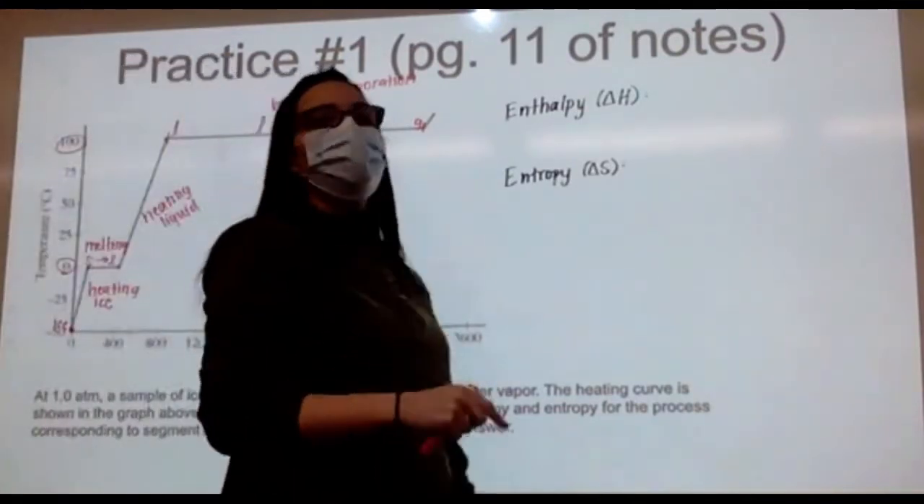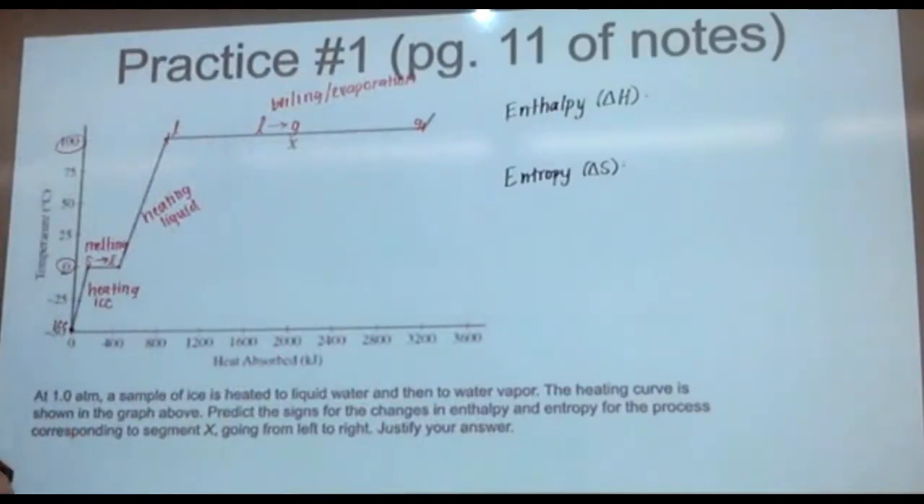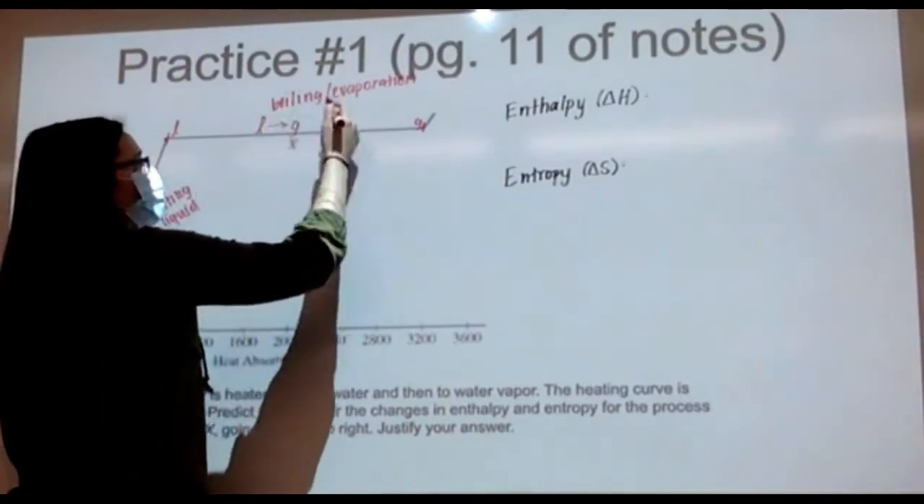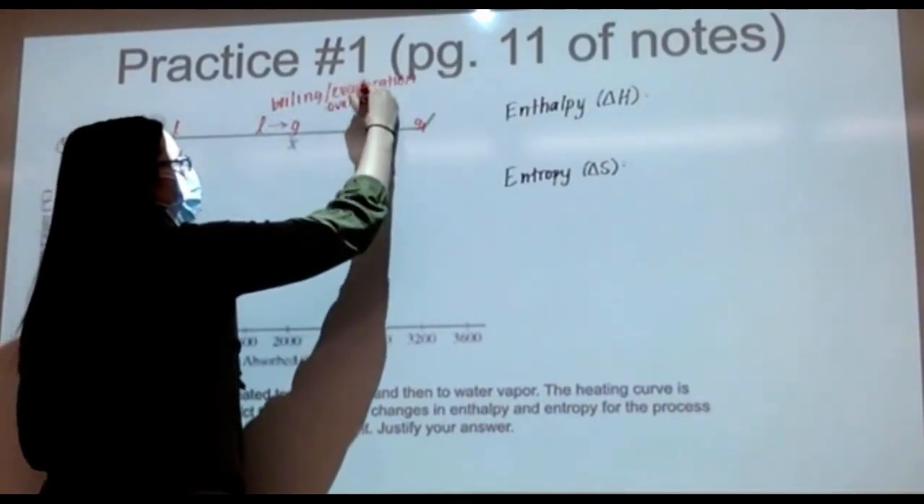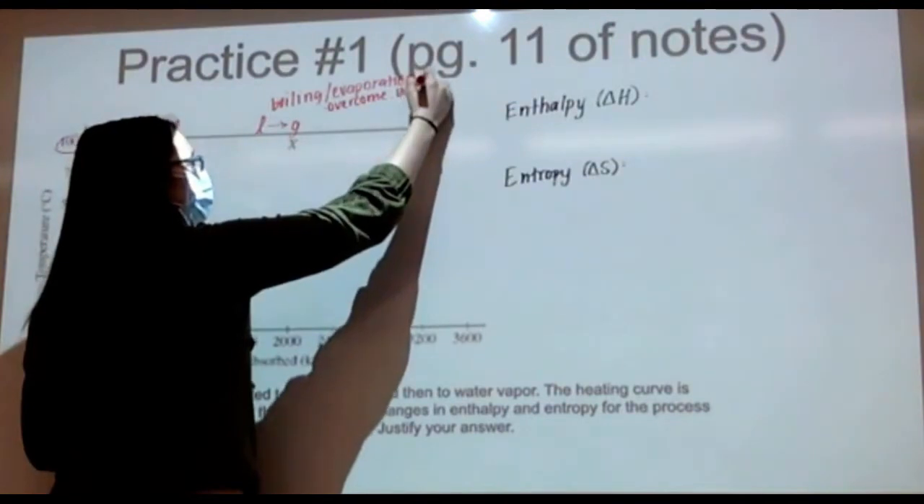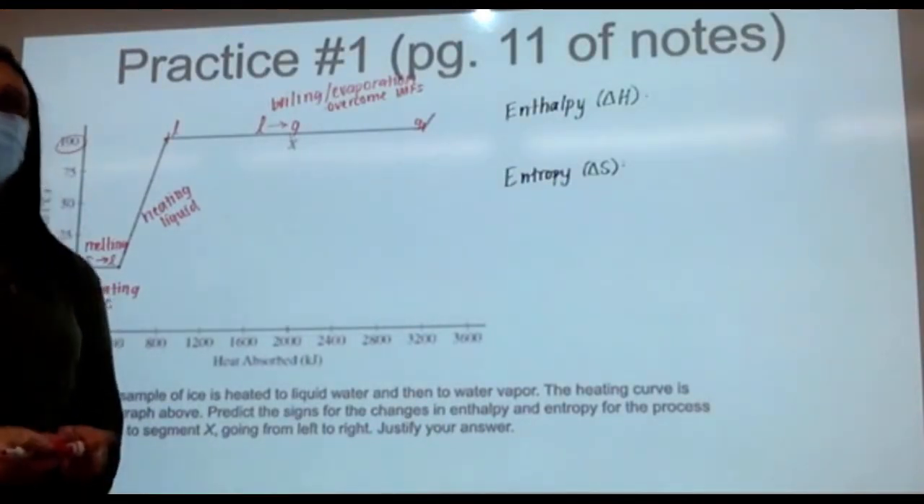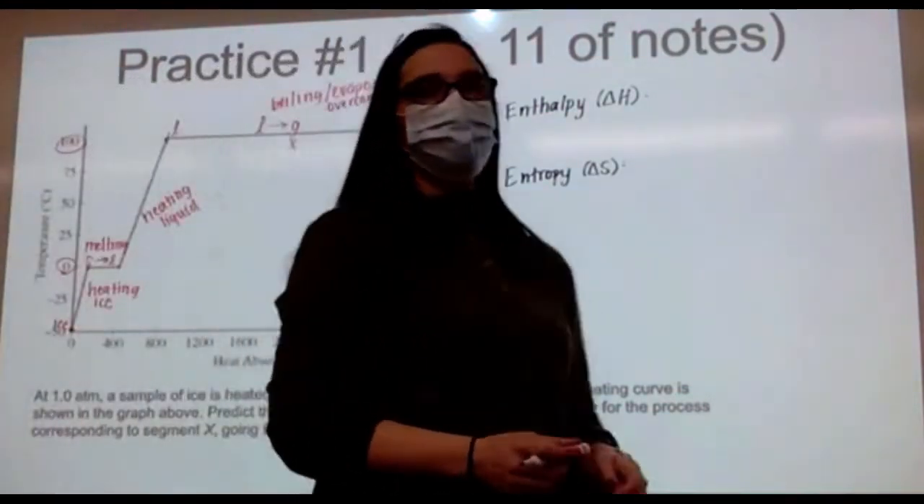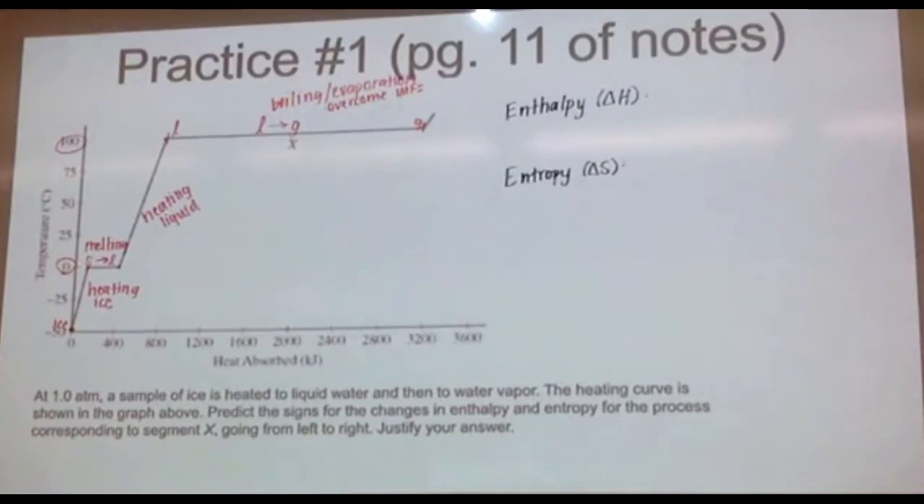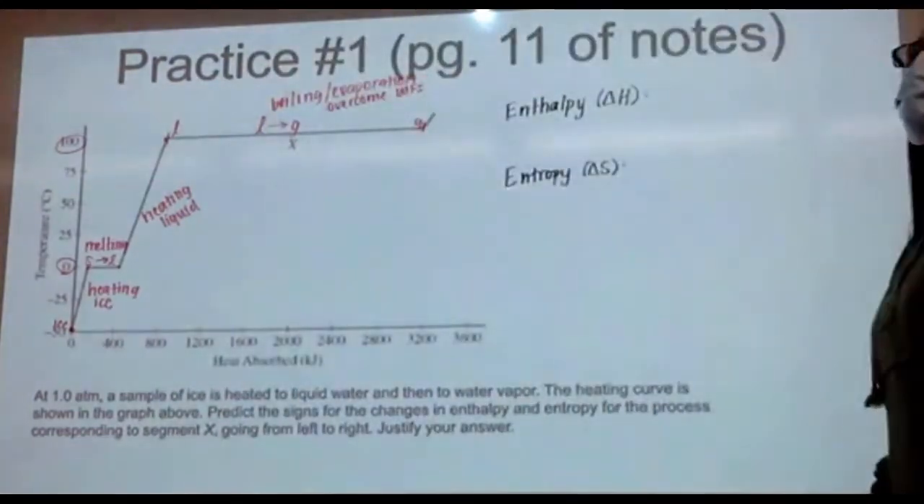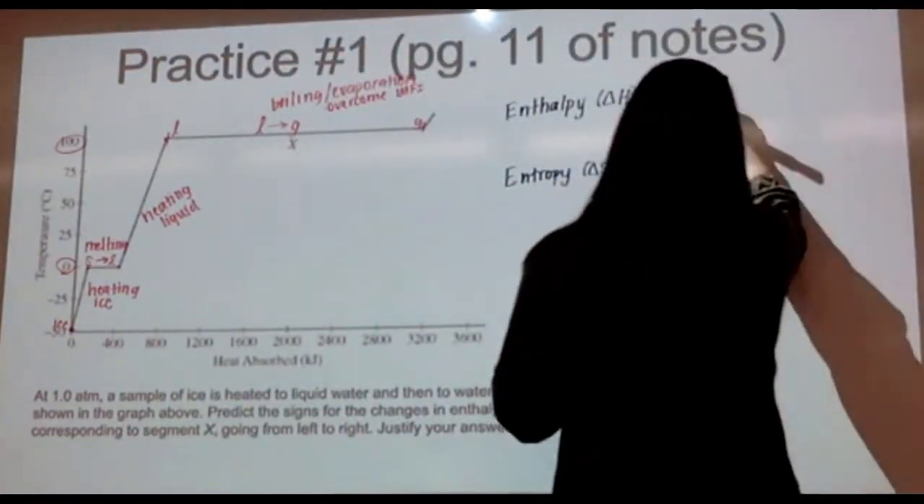So to go from liquid to gas, we have to overcome the intermolecular forces. Those are hydrogen bonds. To overcome hydrogen bonds requires energy. Energy has to go into the system. Well, if energy has to go into the system, what kind of process would that be? It goes into endothermic.